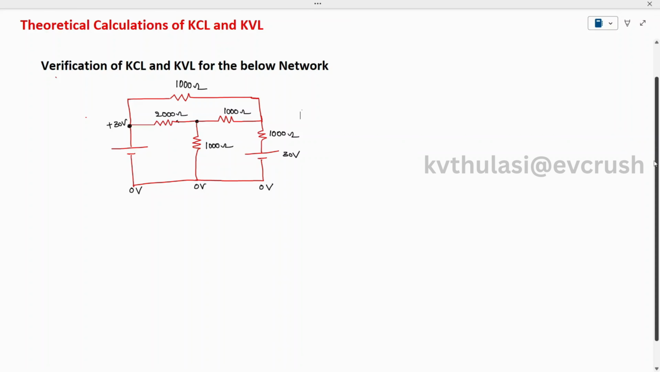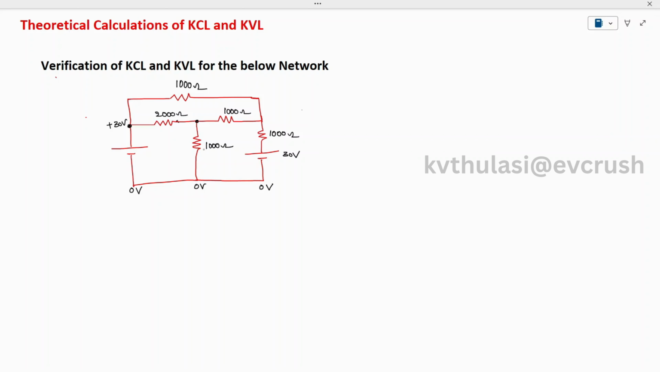So today we are going to solve problems on verification of KCL and KVL for the given network. These kinds of networks are called bridged T networks. You can see here a T network is there, and on it a bridge of 1000 ohms is existing. So now we need to verify the KCL and KVL.